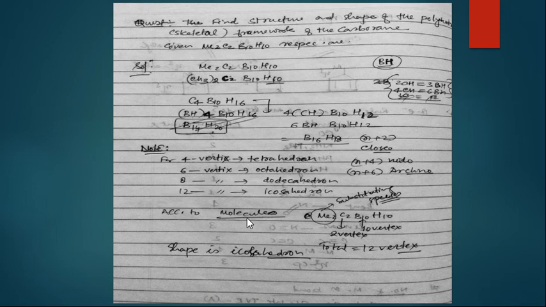So according to the above notes, in this given molecule, C2 contributes 2 vertices and B10 contributes 10 vertices, so the total number of vertices is 12. If the total is 12 vertices, we say icosahedral. So the shape is icosahedral and the structure is closo.